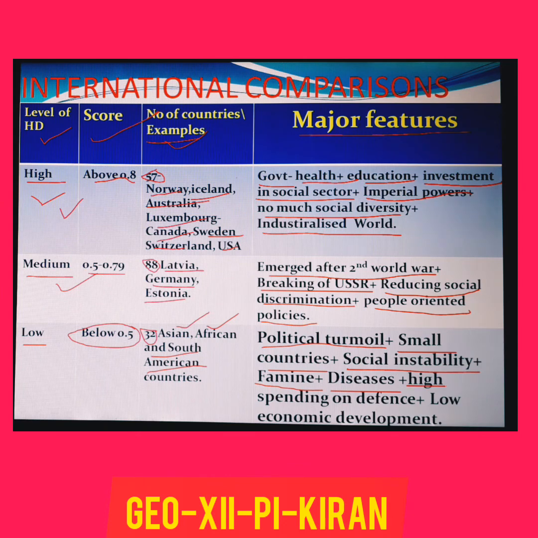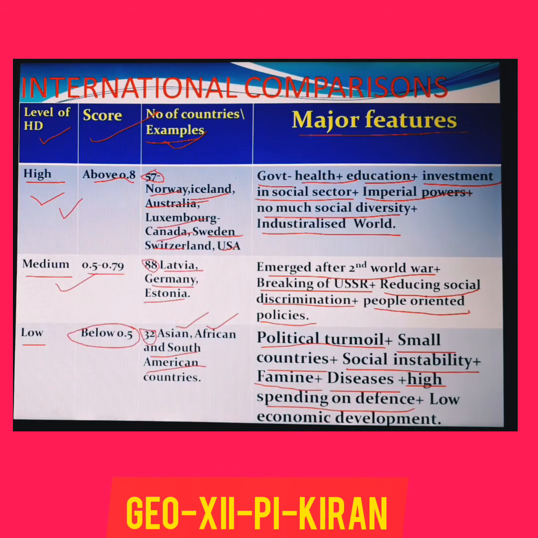Another important problem is high spending on defense. They spend lot of money on the defense, less on education and health. Why they are spending more on defense? Because of the political problems, boundary issues, border problems, migration, immigration problems, cross-border terrorism problems, and the low economic development in these countries. The economic development is low. That is the reason for the low level of technology, science, research, and development.